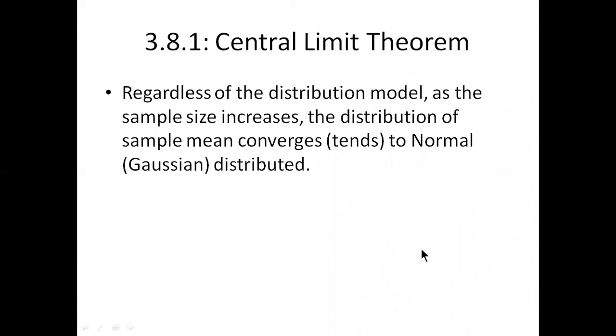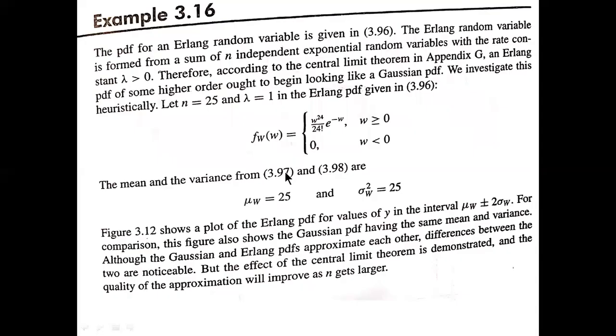Now let us come to the central limit theorem. The statement of the central limit theorem is mentioned over here. Regardless of the distribution model, whatever the distribution model is, if the sample size increases, the distribution of the sample mean converges to the normal or Gaussian distribution.